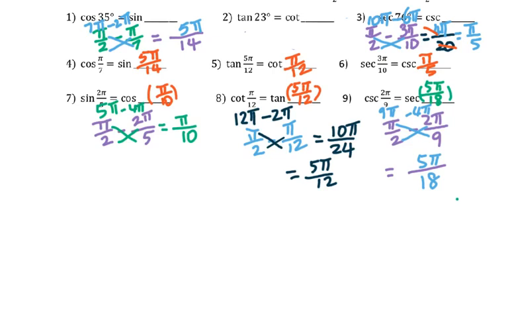Now check your answer. We use the same strategy. For number 7, you got the pi over 10. For number 8, that's 5 pi over 12. Number 9, that's 5 pi over 18.